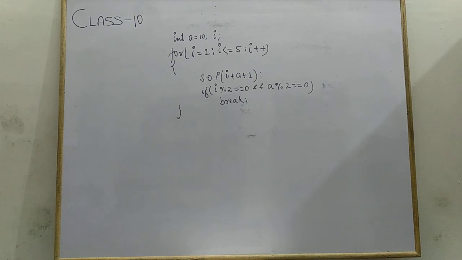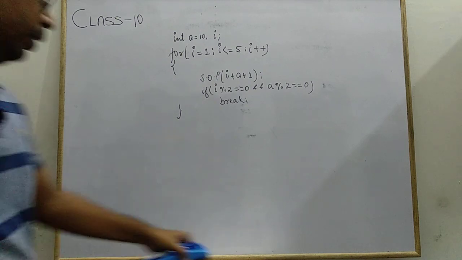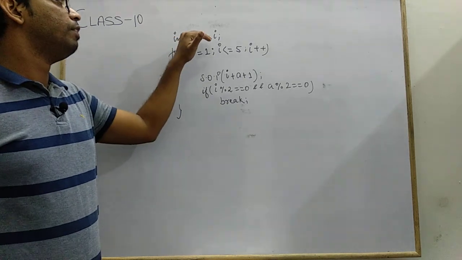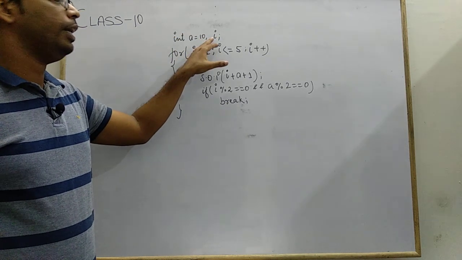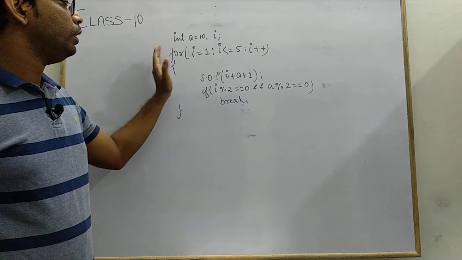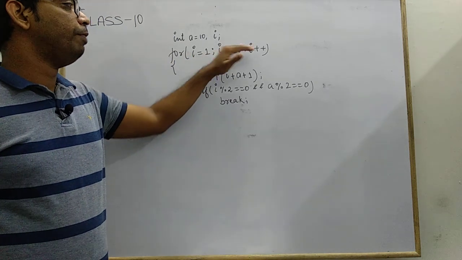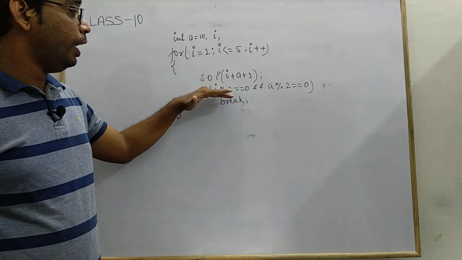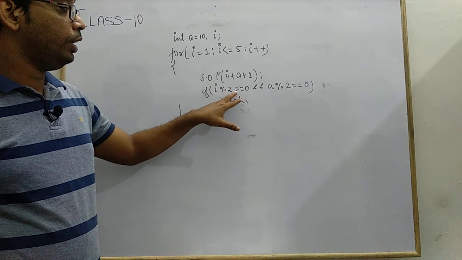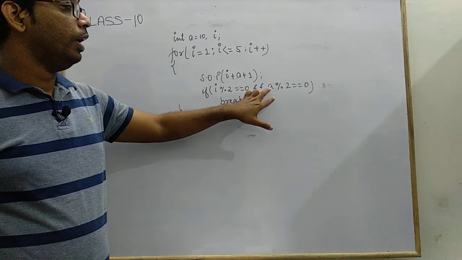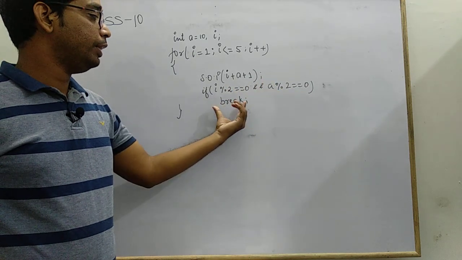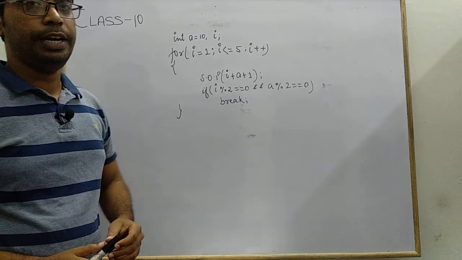Here, the first thing is int a = 10. The variable a contains the value 10. Then there is a for loop: i = 1; i < 5; i++, SOP(i + a + 1). Then if i mod 2 equals 0 and a mod 2 equals 0, if both conditions are true, only then are we going to break the statement here.